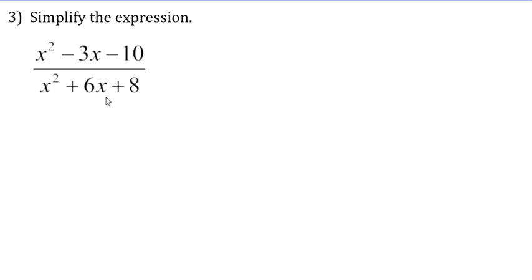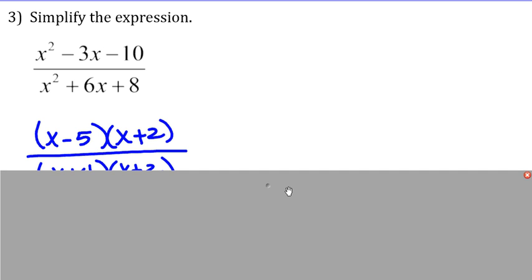We could look at the denominator the same way and say, well, x squared plus 6x plus 8, could I factor this? There's no greatest common factor other than 1, so again, leading coefficient times the constant. What times what gives you 8? What plus what gives you 6? I could use a 4 and a 2 there.